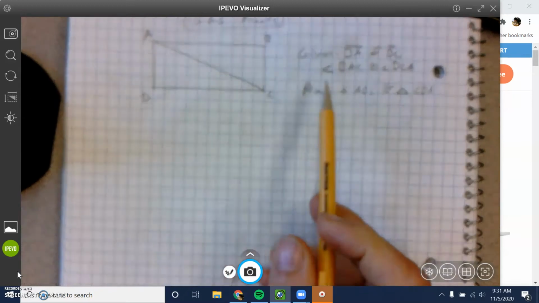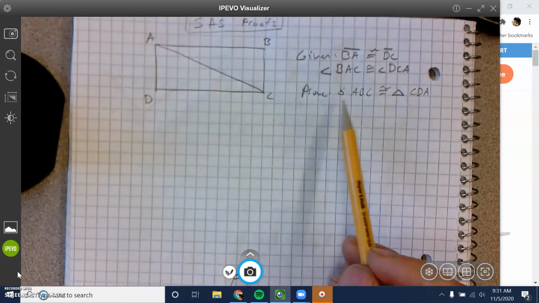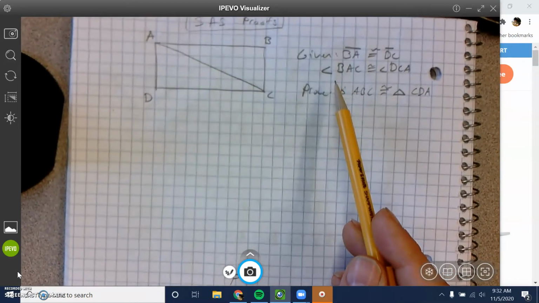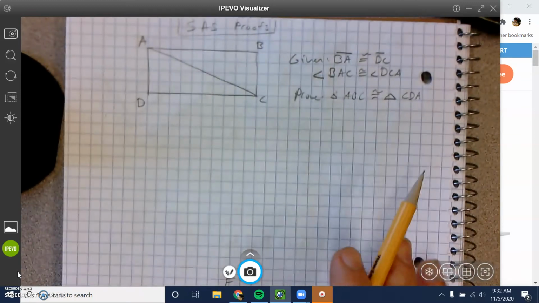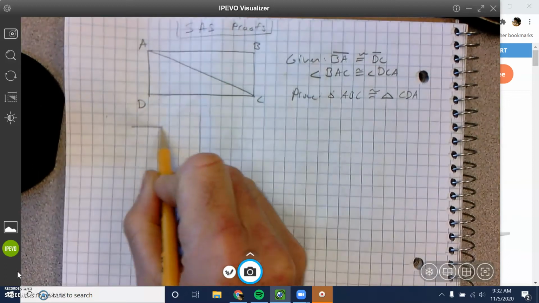Okay, so draw this picture, and notice how nothing's marked. We're going to practice doing that. And here's the given, and here's the proof. So write all this down. Okay, cool. All right, so let's start our statements and reasons chart.